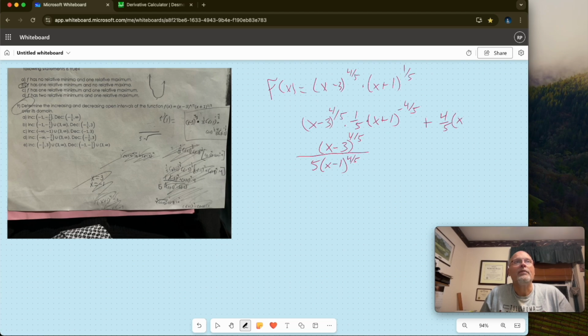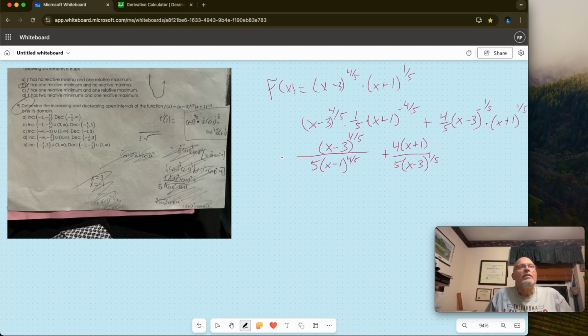All right. The second half, now we will add the derivative of this, 4/5 times (x minus 3) to the negative 1/5. We're going to subtract 5/5 from the exponent, times (x plus 1) to the 1/5. That is equal to 4 times (x plus 1) over 5 times (x minus 3) to the 1/5.